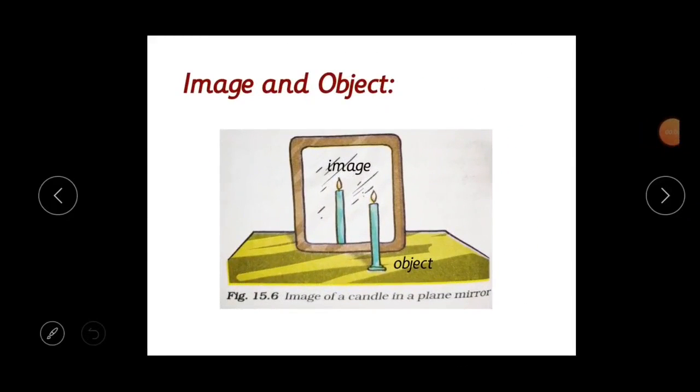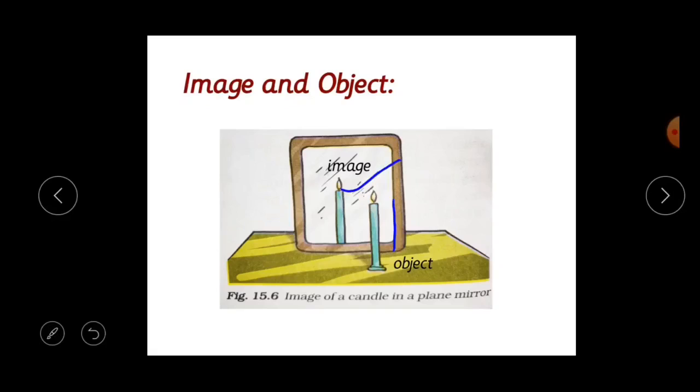Now let's move on to another topic, that is image and object. So children, let us do one activity. Place a lighted candle in front of a plane mirror. Try to see the flame of the candle in the mirror. Here you can see that it appears as if a similar candle is placed behind the mirror. It appears similar, means it looks exactly the same, right? So the candle which appears behind the mirror is the image. So this is the image.